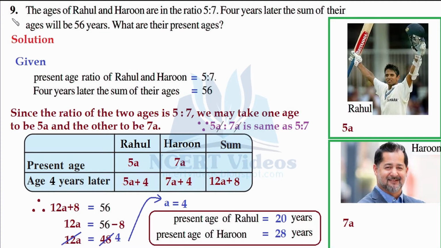Question number 9. The ages of Rahul and Harun are in the ratio 5:7. 4 years later, the sum of their ages will be 56 years. What are their present ages?